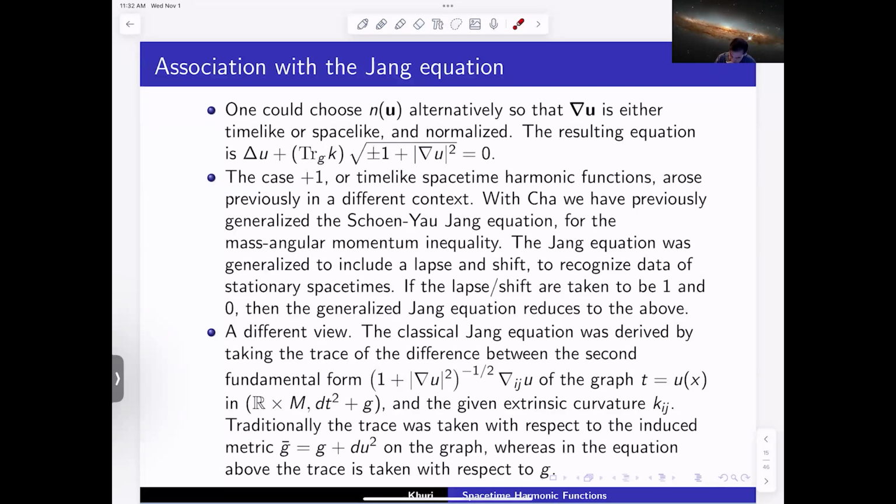But the idea is that if you take this square root and divide it under the Hessian, in other words, take this term, then you have this expression minus Kij, and you're taking the trace of this with respect to the metric, setting that equal to 0. That's just a rewriting of this equation. Now, the Schoen-Yau-Zhang equation is that expression, but traced with respect to a different metric, which is just this one, where you add du squared. So you think of this as an induced metric on a graph in the product manifold, and then you arrive at this type of, let's say, time-like space-time harmonic function equation.